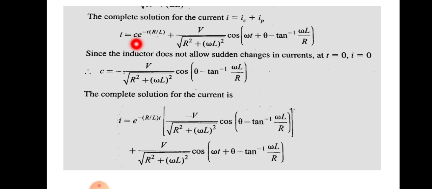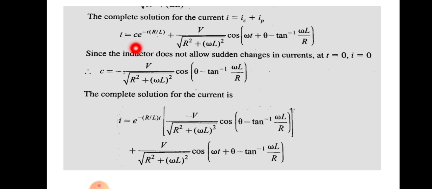Complementary function is C e raised to minus t R by L, and the particular function, now we find out, is V by square root of R square plus (L omega) whole square into cos(omega t plus theta minus tan inverse of omega L by R). This is a very important equation. You should remember this equation by heart, because for doing problems this will be very useful.